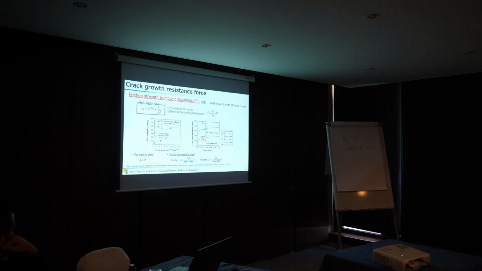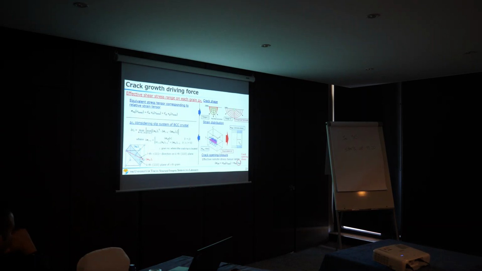Okay, in this theory, the crack growth resistance force is the friction strength to move dislocation, which is also the yield strength in a single crystal expressed by the Hall-Petch law. And we consider the cyclic softening and hardening behavior by using the ratio between the cyclic yield strength and the monotonic yield strength. So finally, we can calculate the friction strength to move dislocation for the respective phases.